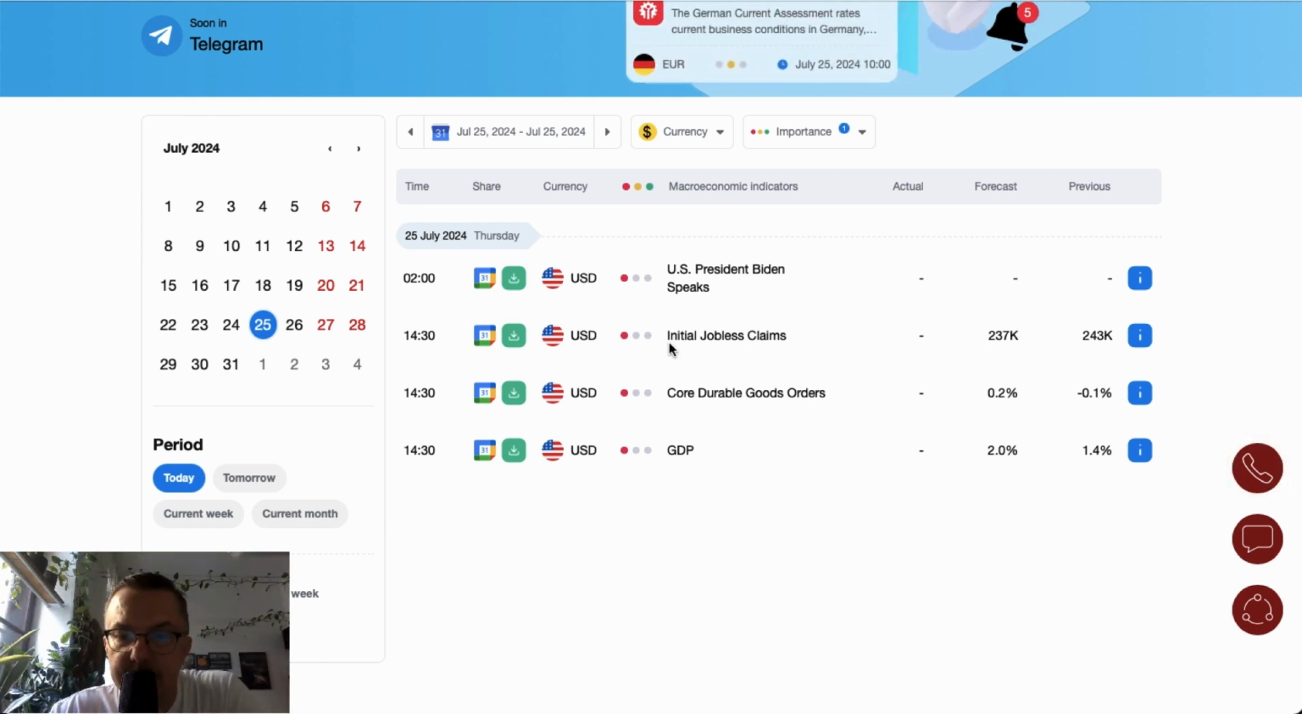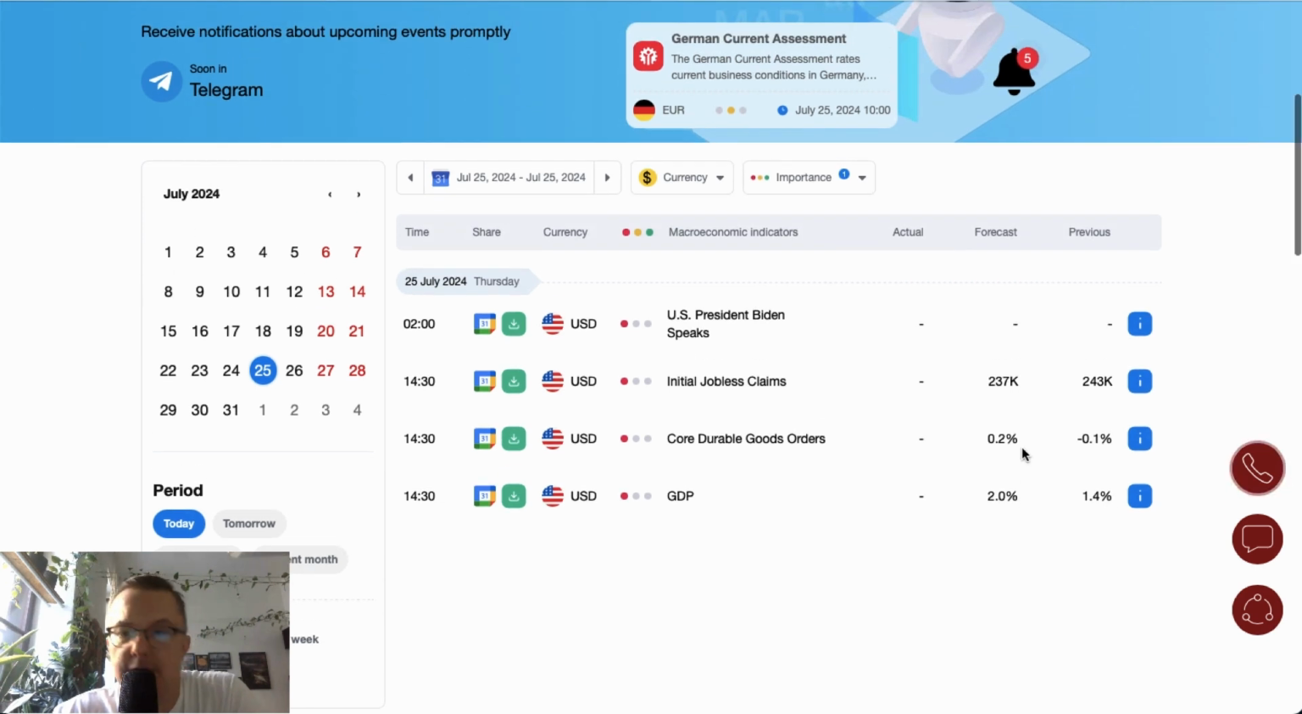USD initial jobless claims from the USA are scheduled for release at 2:30. The market participants expect a decrease from 243,000 to 237,000. Core durable goods orders are scheduled for release at 2:30 as well, and are expected to increase from minus 0.1% to 0.2%, and the USA GDP, scheduled for release at the same time, 2:30, is expected to increase from 1.4% to 2%. So all day today, all Thursday, is all about the USA.